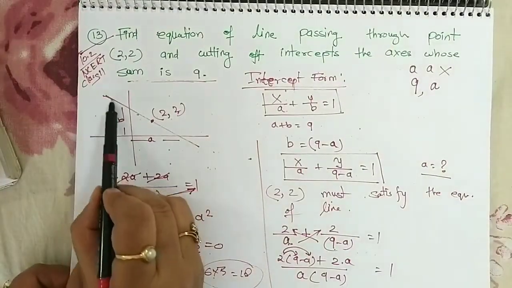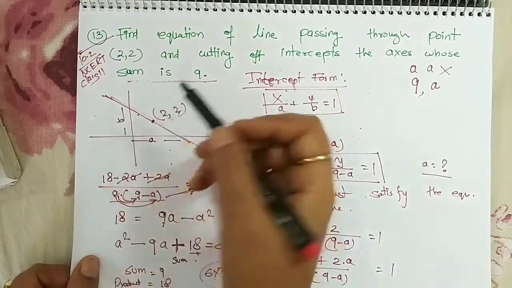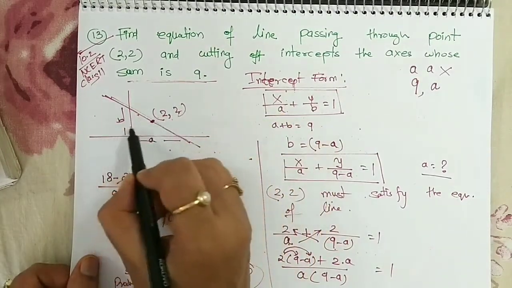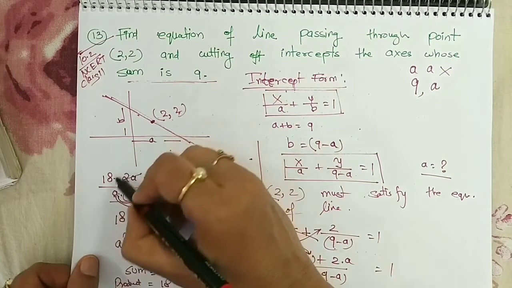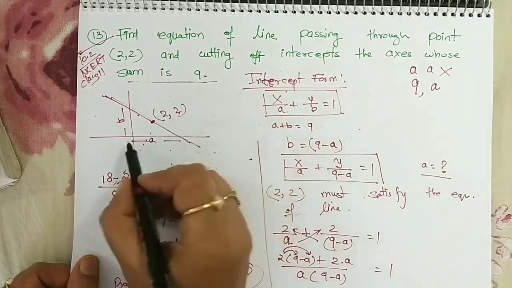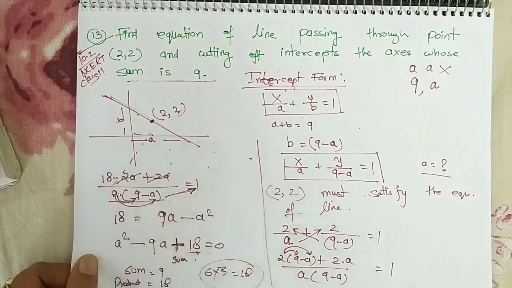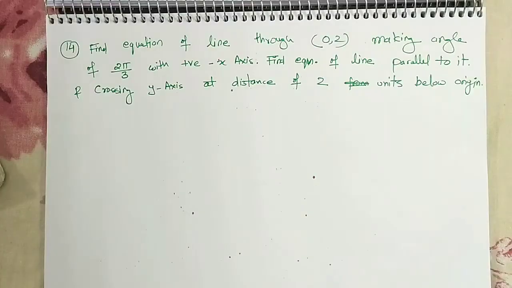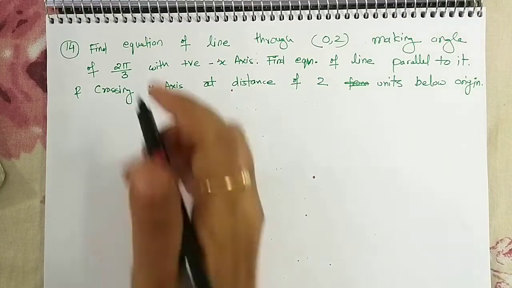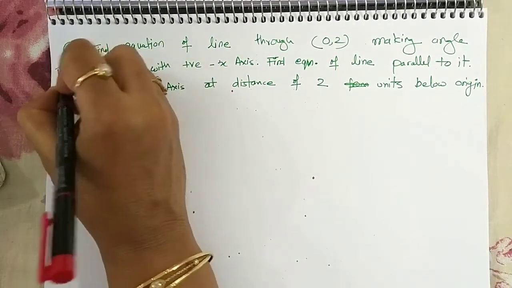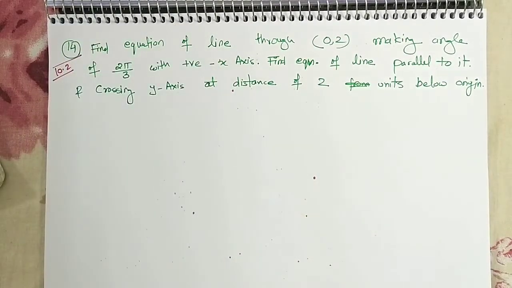There are two possible lines. Maybe this line, or maybe there may be something like passing through the same point like this, having the sum of the intercepts a plus b still 9 and passing through this point. So readers will see question number 14 from 10.2.